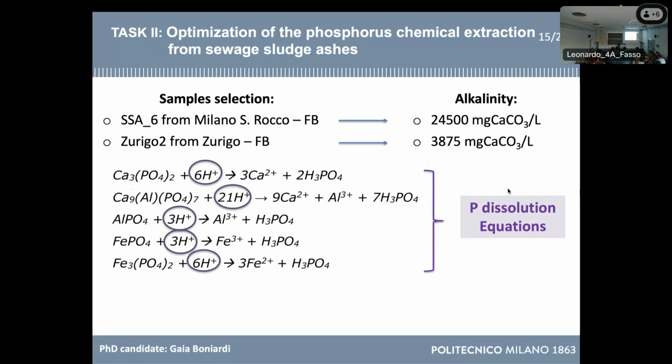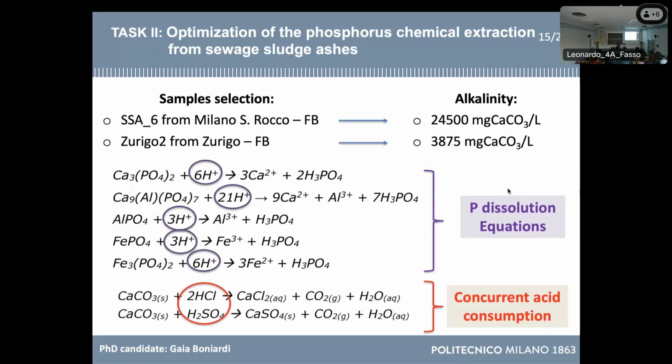If we go into details about the phosphorus dissolution equations, we know that phosphorus in the ash is usually bound to calcium and iron or aluminum because they are the most present elements in the ash. To extract phosphorus from the ash, we need to provide H+. That's why we did leaching with hydrochloric acid or sulfuric acid. So we have a consumption of the H+ in order to release phosphorus in form of phosphoric acid because our pH is below 2.